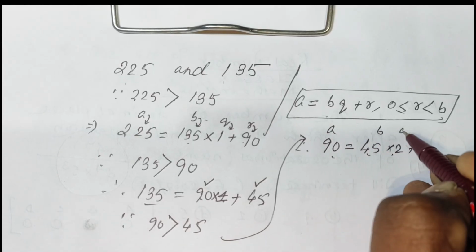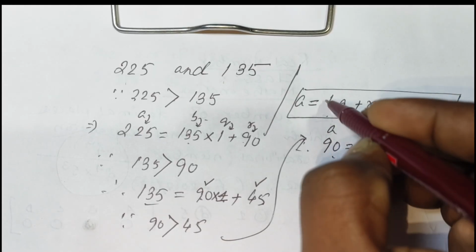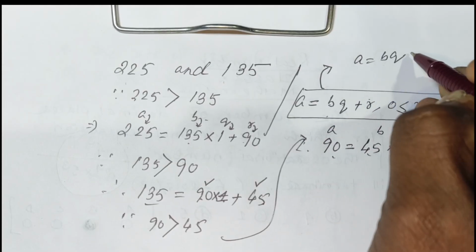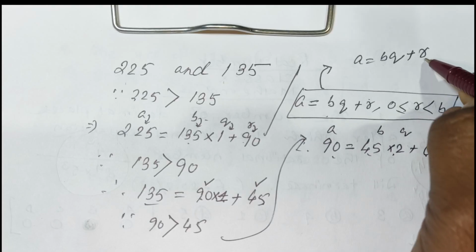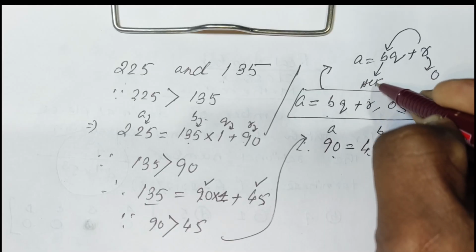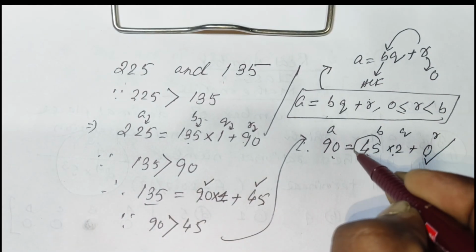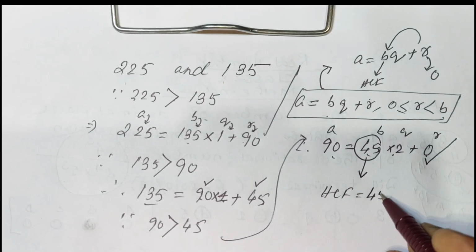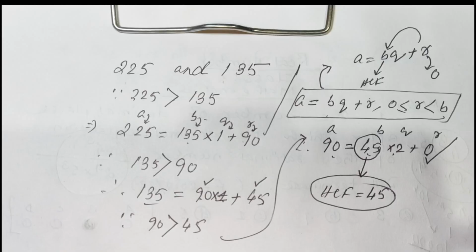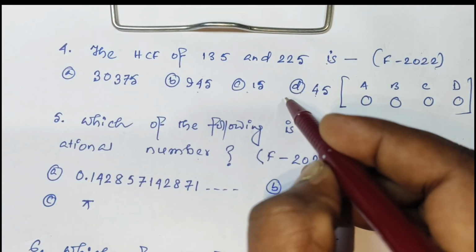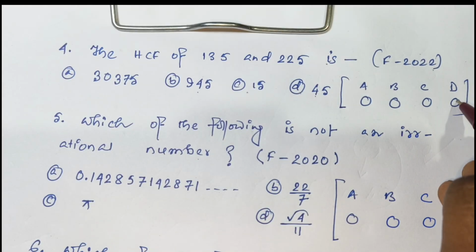A equal to bq plus r. My dear student, already I have told you, a equal to bq plus r, when the value of r will be 0, at that time the value of b would be the required HCF. Now here the value of r is 0, so the value of b would be the required HCF. It means the HCF equal to 45, right? The answer would be 45, my dear student. You can see where is the 45. Option D would be the correct. Now we have to shade it like this. Option D. Wow. Fantastic.